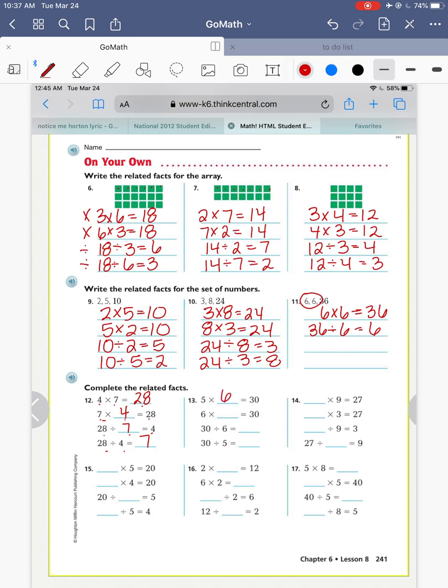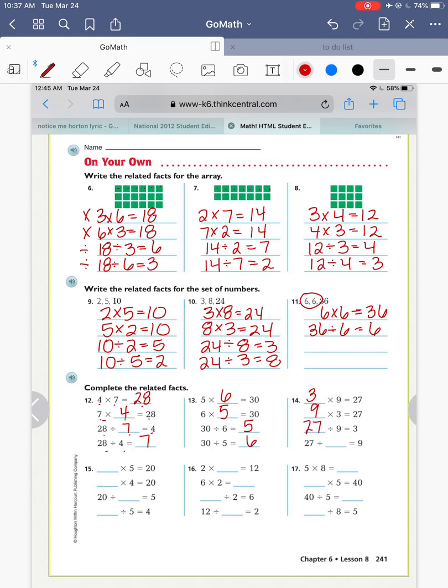5 times 6 is 30, which means 6 times 5 is 30. So 30 divided by 6 is 5, and 30 divided by 5 is 6. What times 9 is 27? 3 times 9 is 27, which means 9 times 3 is 27.